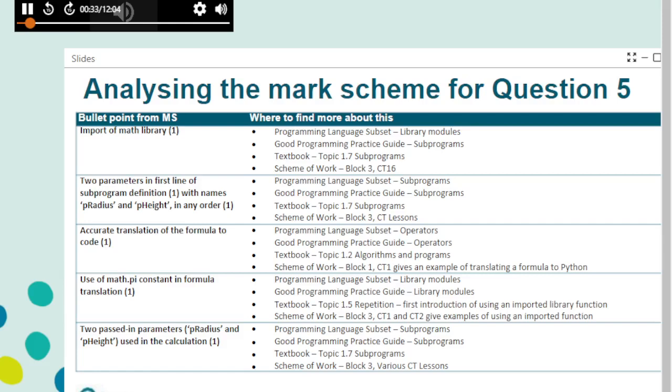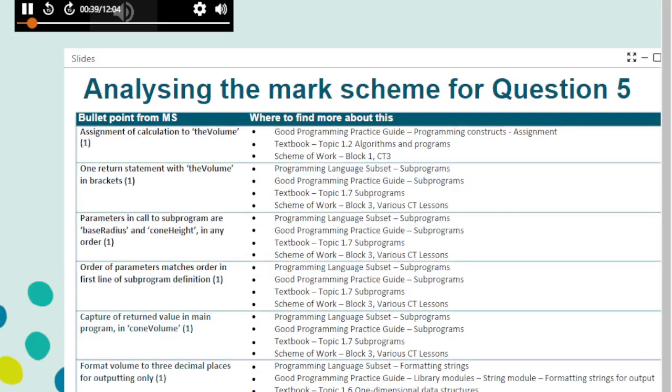5. The two parameters that have been passed in, p-radius and p-height, are used in the calculation. 6. Assignment of the result of the calculation to the variable the volume. 7. One return statement returning the variable the volume. 8. The two parameters used in the subprogram call are base radius and cone height. These can be in any order.